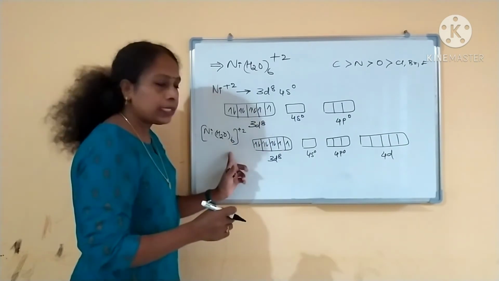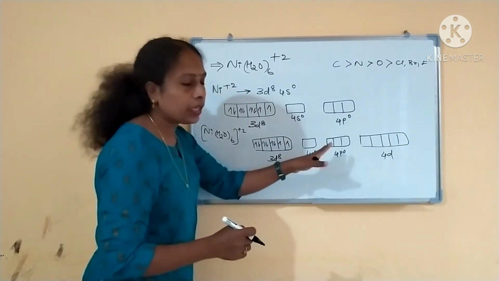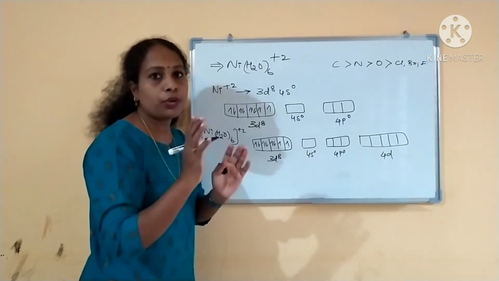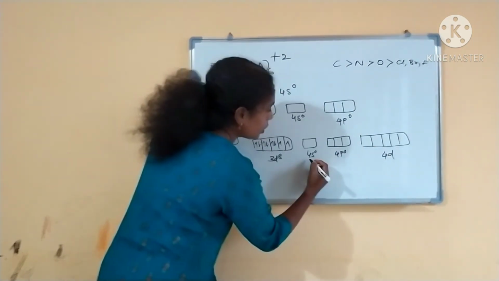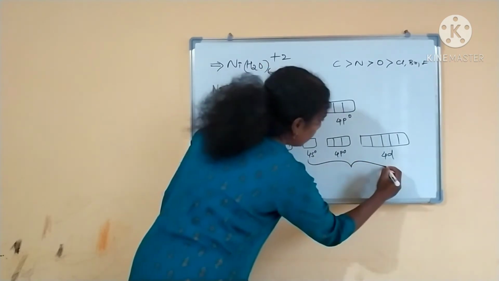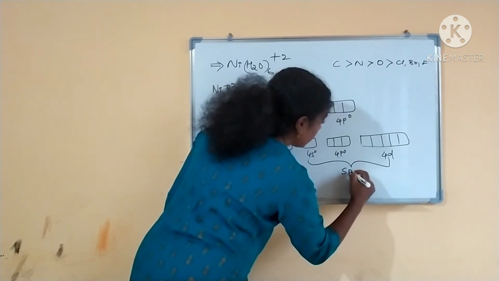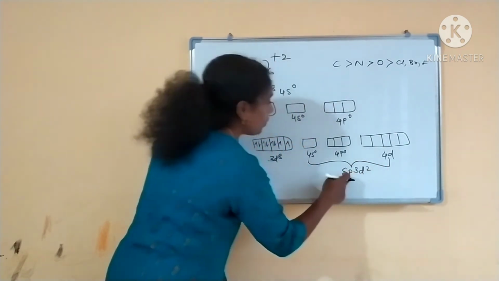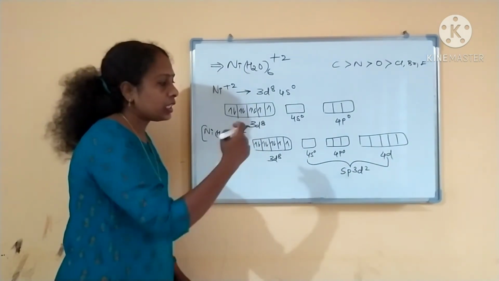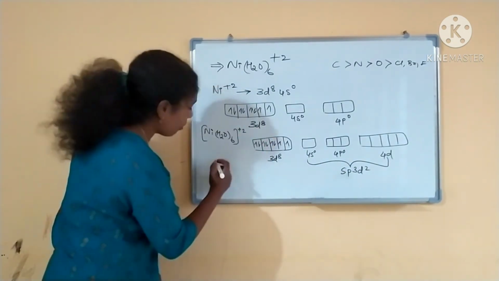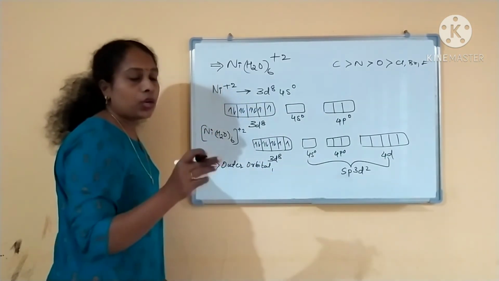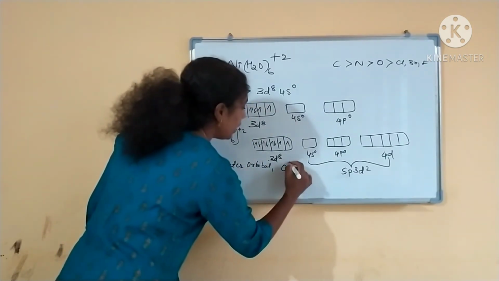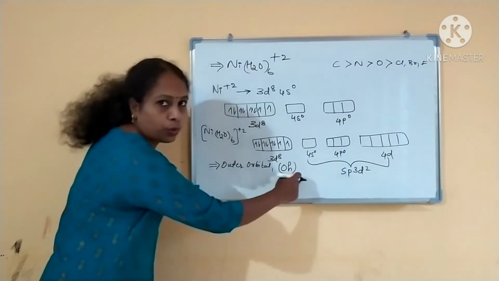What will happen? Since there are 6 ligands, it requires 6 orbitals to combine to form the complex. So it will take the 6 outer orbitals, sp3d2. If it is sp3d2 hybridization, what is it? It is an outer orbital complex. And what will be the shape of the complex? It will be octahedral shape and belongs to the point group Oh.